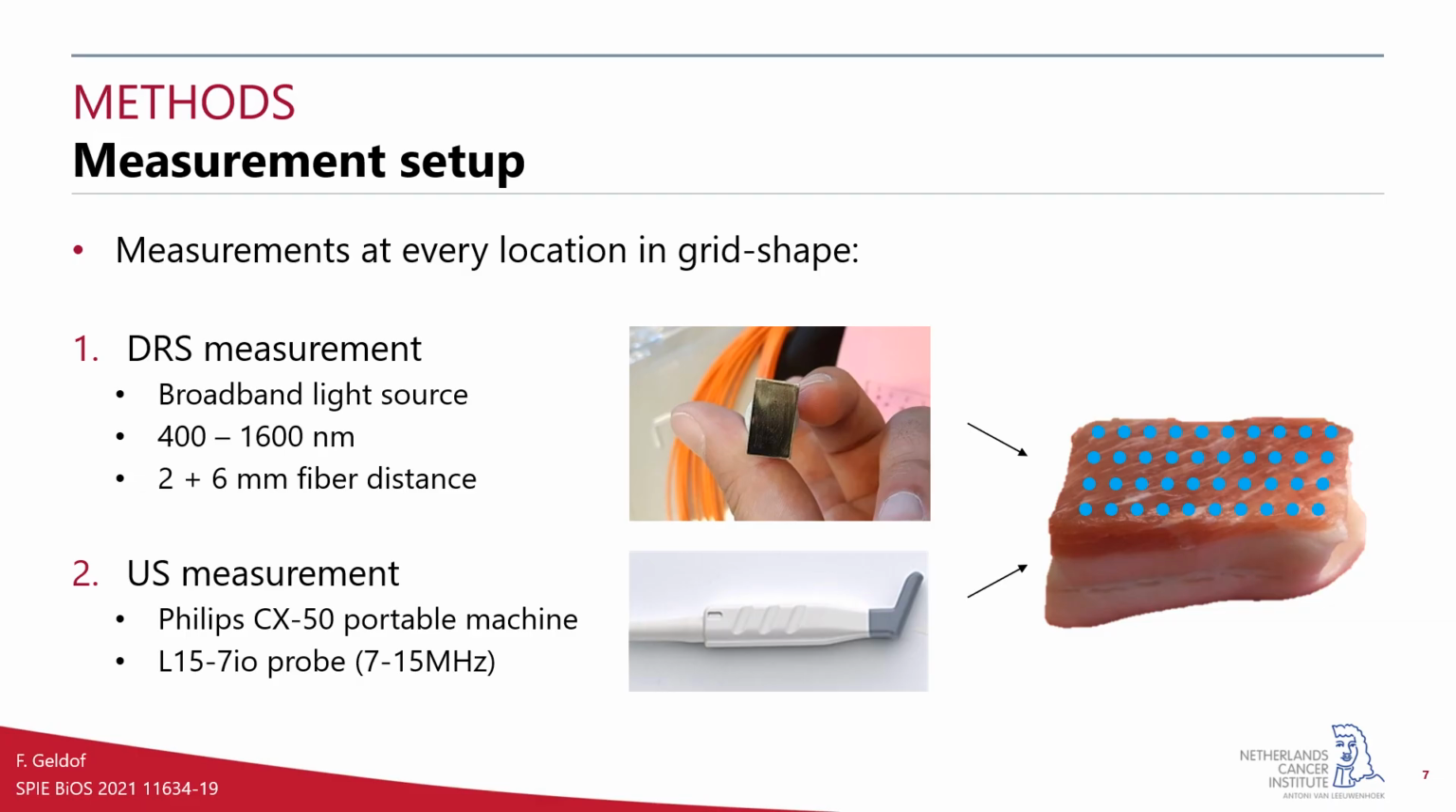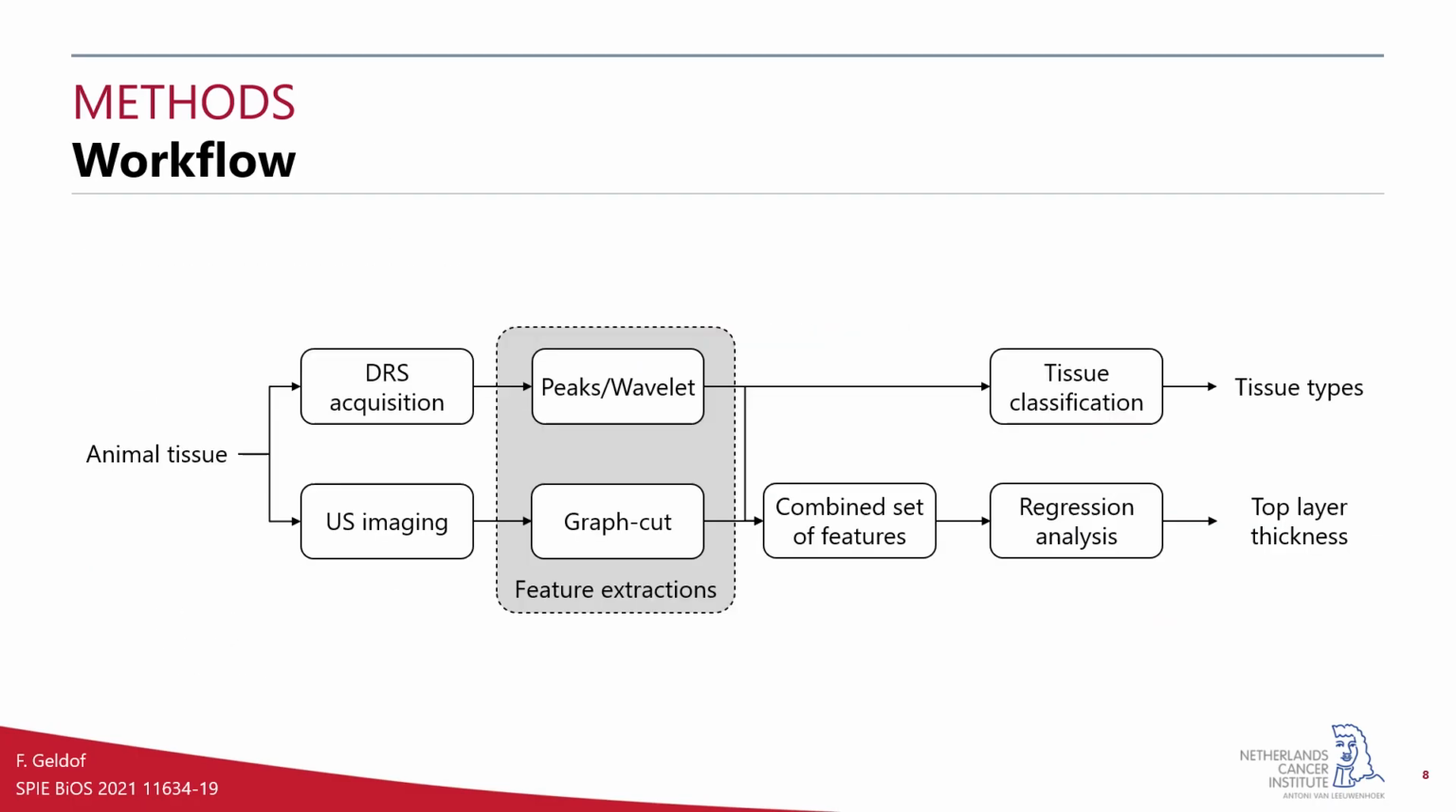Ultrasound measurements were acquired using the Philips CX50 ultrasound system and a high-frequency hockey stick-shaped transducer. This flowchart shows the workflow of the data analysis. For the DRS spectra, two types of features were extracted and compared. For the ultrasound images, features were extracted based on graph theory.